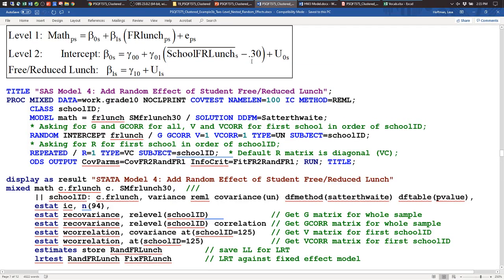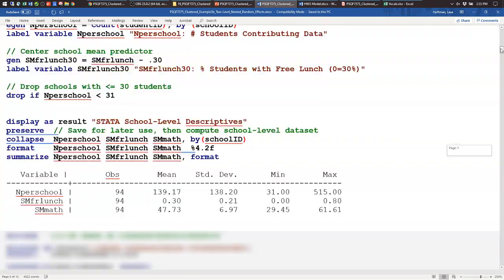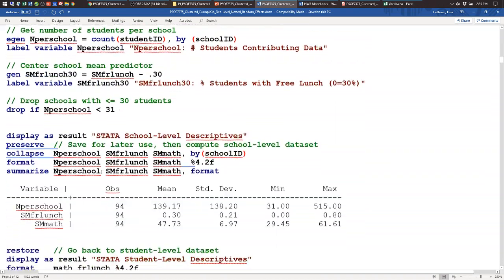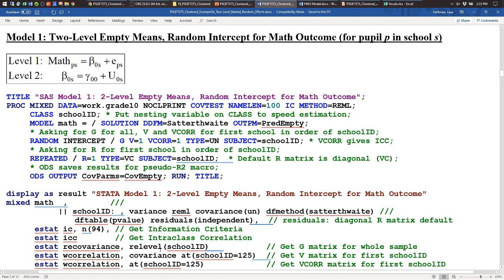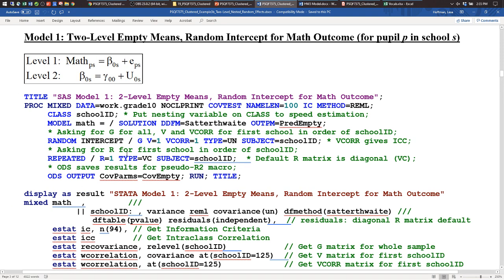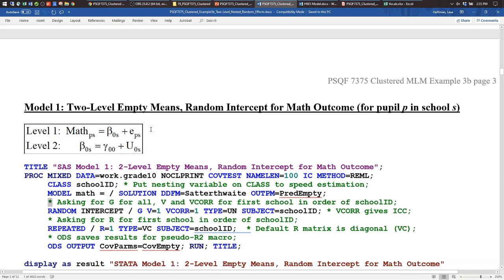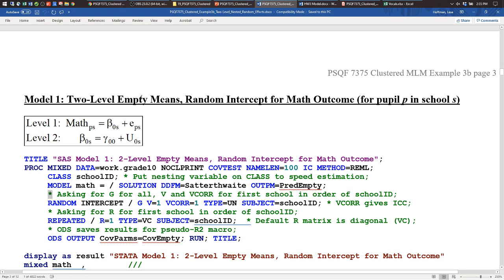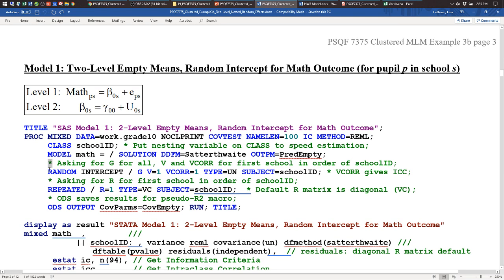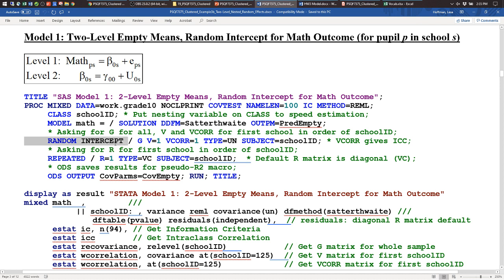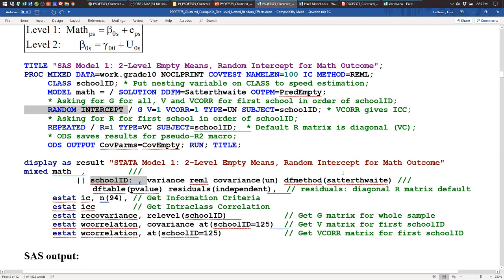So in example 3B, I asked for some extra pieces of output to help show you what this looks like. So this is purely pedagogical, not something that you would typically do for an analysis because it generates a whole lot of output. But I'm on model 1 in example 3B, so this is page 3, just a 2-level empty model. We're predicting math at this point. So the random line in SAS, or the empty part here after school ID in Stata, that's where we tell it which random effects we want in the model. Stata gives you a random intercept by default, so you don't have to write it, whereas you do have to write intercept in SAS.